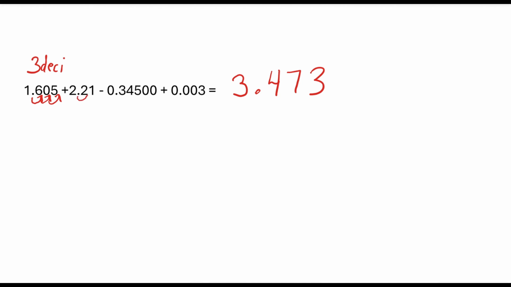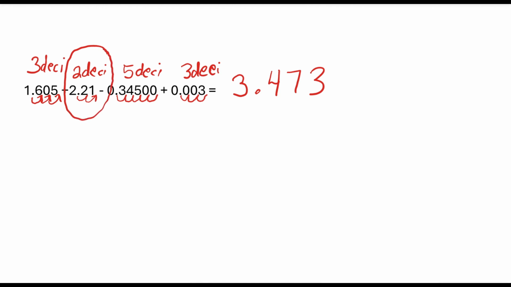This next number has 1, 2. So this has 2 decimal places. Next number has 1, 2, 3, 4, 5 decimal places. And this last number has 1, 2, 3. 3 decimal places. And the rule says to use the least of all of them. So this wins. This is the number with the least decimal places. So our final answer needs to be rounded to 2 decimal places.